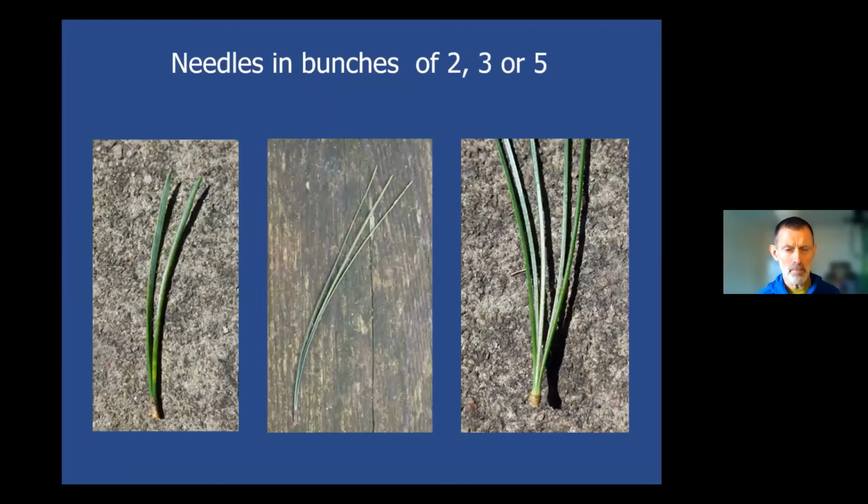So how about needles in bunches of 2, 3, or 5? Now, I'm just going to qualify this by saying occasionally they don't follow the rules and you will get single needles, but generally they'll be in this bunch or fascicle of 2 needles on the left, 3 needles in the middle, or 5 needles on the right. And that structure of a little bunch of needles held together with that little sort of woody peg at the bottom, it's pine or Pinus.